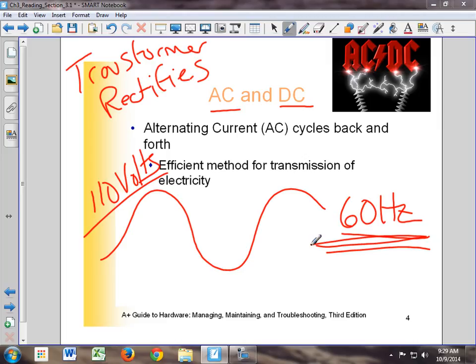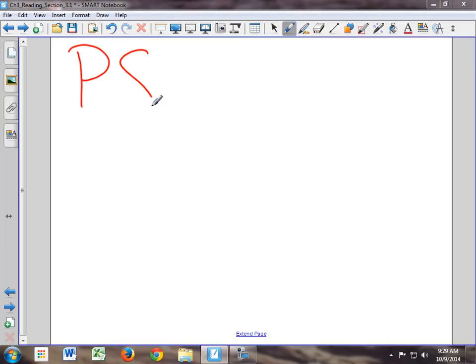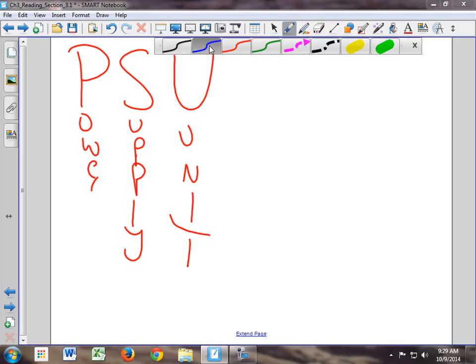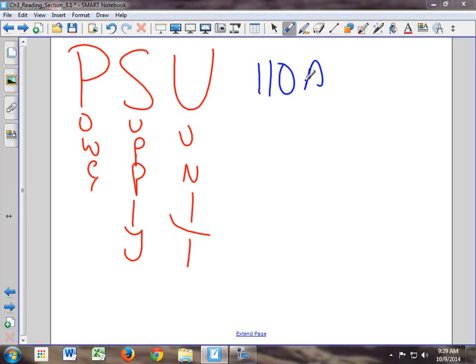Anyway, so AC is what's transmitted. DC is what we need. And we have a power supply unit, you'll see me write PSU, but it's the power supply unit. I'll leave that up there since M is not here. And it turns 110 AC to DC.